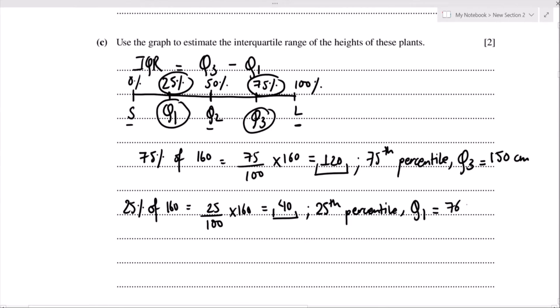So that's 76 centimeters. Now we need to figure out the interquartile range, so let's just substitute the values. That is 150 minus 76, which gives us an interquartile range of 74 centimeters.